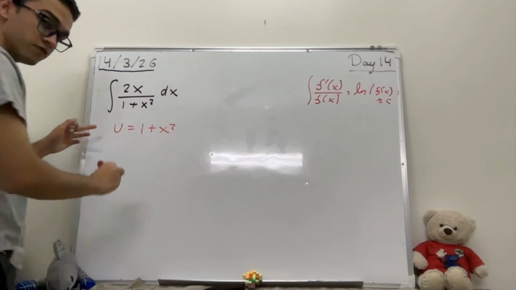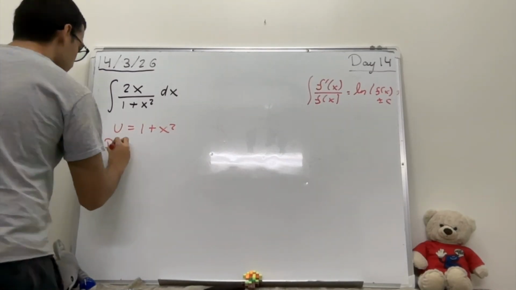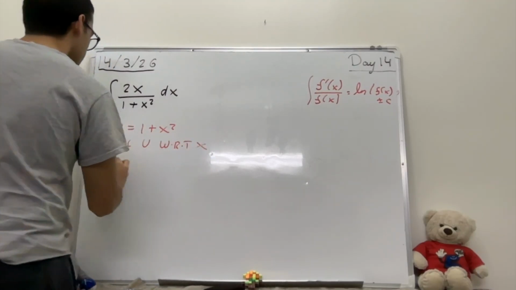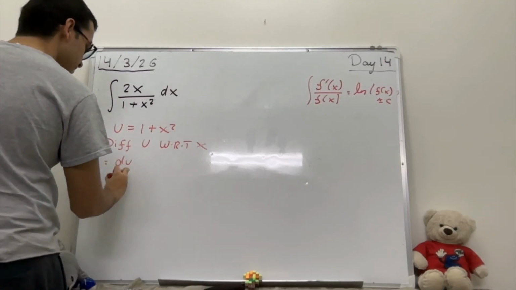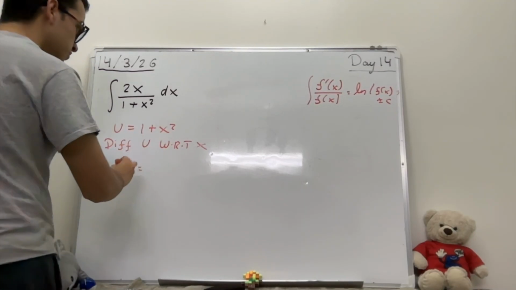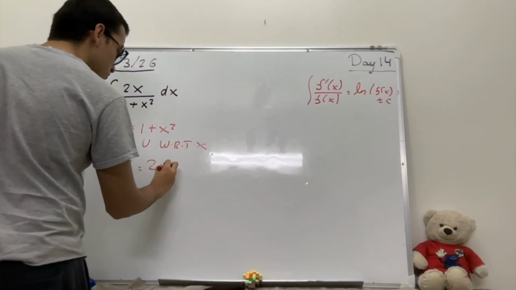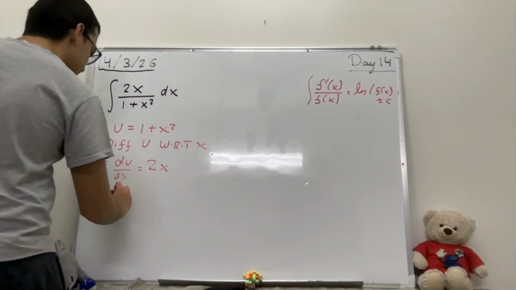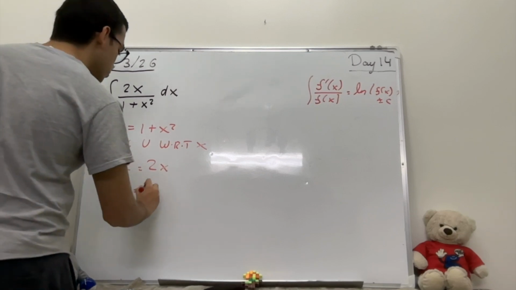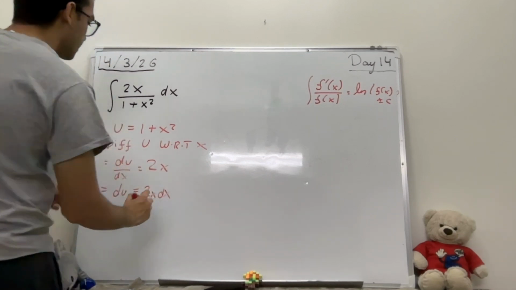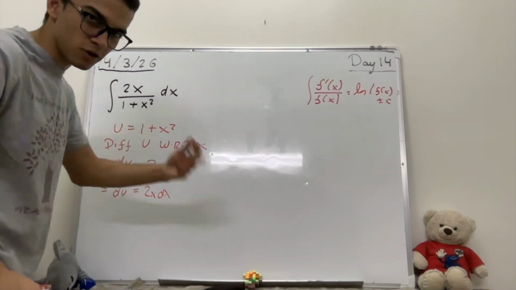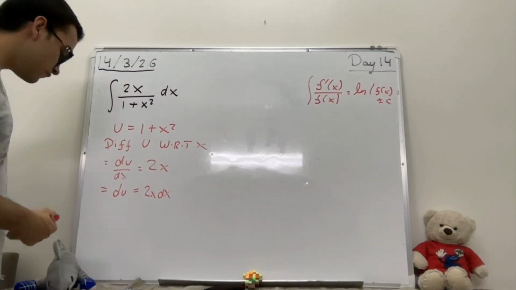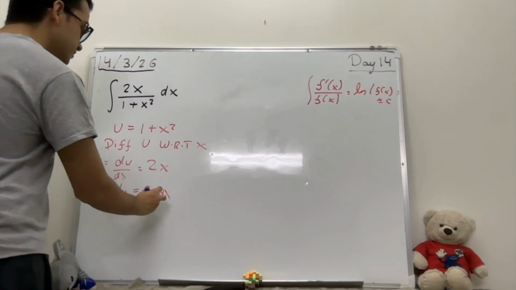So if you differentiate u with respect to x, you get du by dx is equal to the derivative of 1, which is 0, and the derivative of x squared, which we know according to the power rule is 2x. Now you get this, and now if you do du and you cross multiply, you get 2x dx. Now this is basically u substitution. You take the denominator, which is more often than not the u, and you differentiate it, and if you look, we got du is equal to 2x dx.